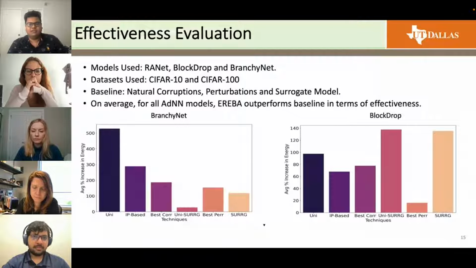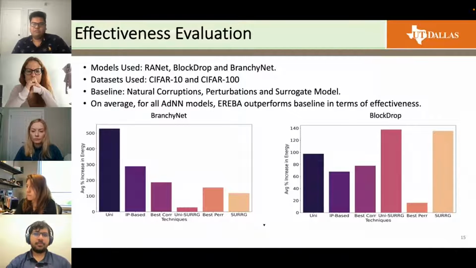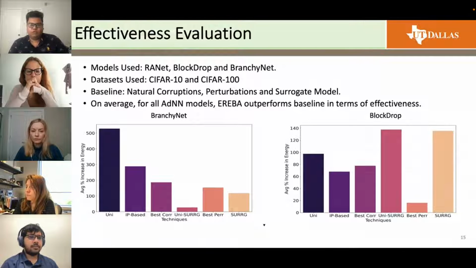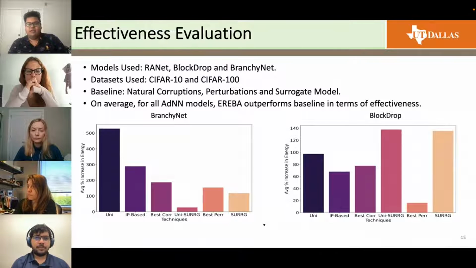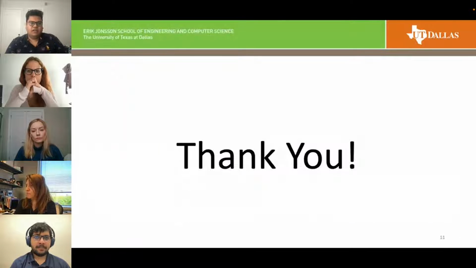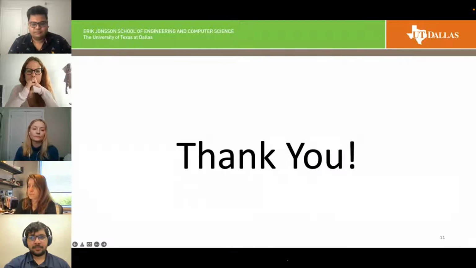the other baseline techniques. The surrogate model based approach only works when the target model and surrogate model are the same ADNN. Otherwise, it does not work well. So these are the results, and that will be my presentation. Thank you.